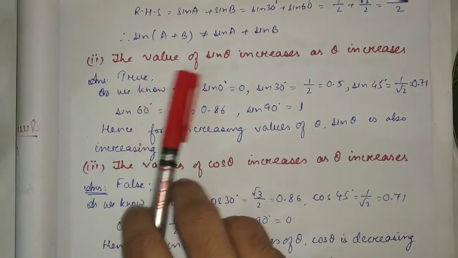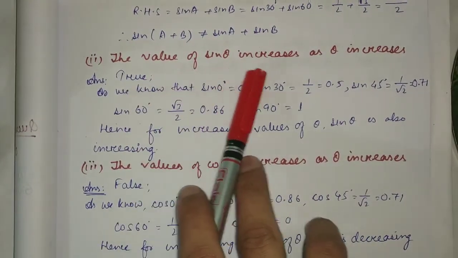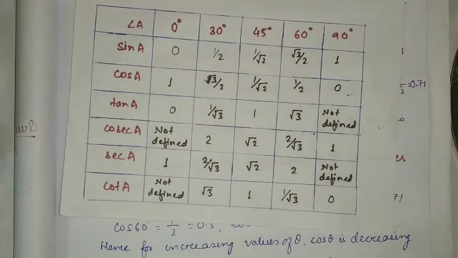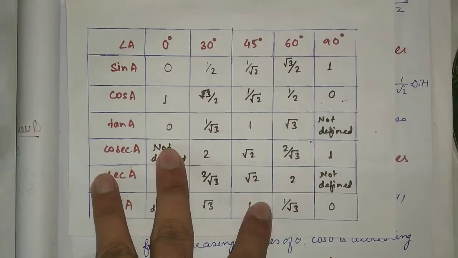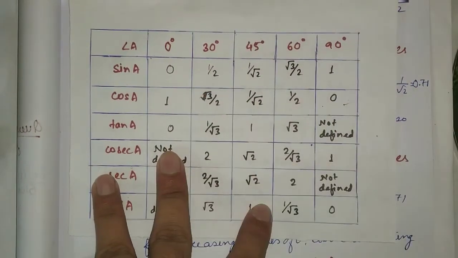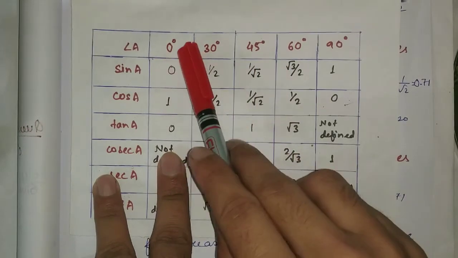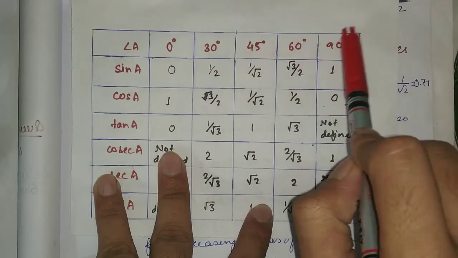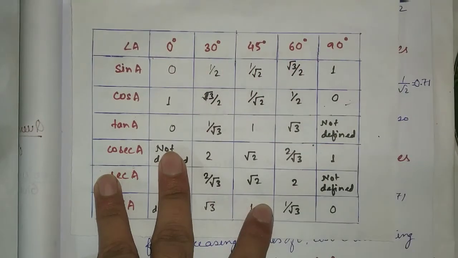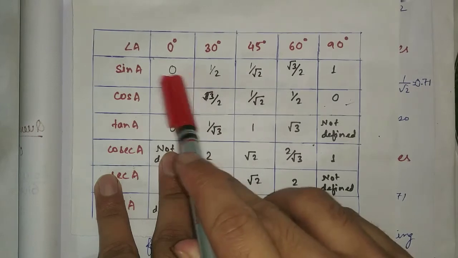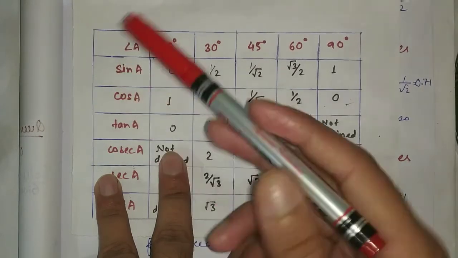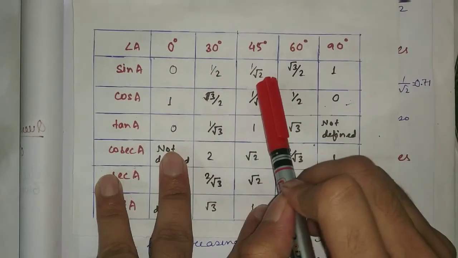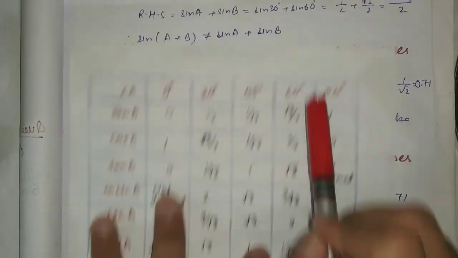Now the next problem is: the value of sine theta increases as theta increases. You can simply answer this by looking at the trigonometric table. Now see, in the trigonometric table, the angle theta 0 degree, 30 degree, 45, 60, 90 gradually increases, and the value of sine theta also increases in the same way: 0, 1 by 2, 1 by root 2, root 3 by 2 and 1.